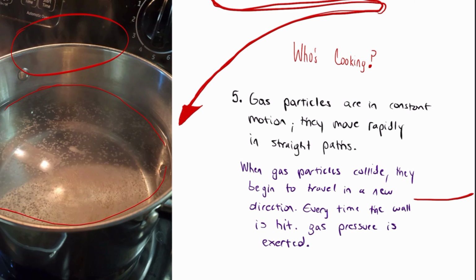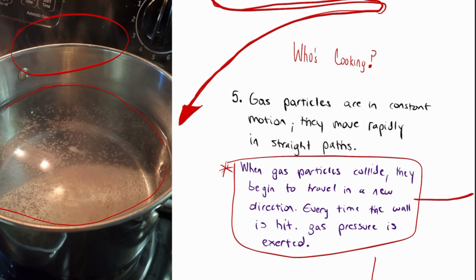Okay? Number 5, this is the last one. Another property is gas particles are in constant motion. They are moving rapidly in straight paths, which is something I've said before, but I really want to highlight something here. When gas particles collide, they begin to travel in a new direction. Every time the wall is hit, gas pressure is exerted. Now, this property applies in a container. Yep, that good old container again, because these particles are moving in different directions, right? Remember, they're fast, they're moving all crazy.